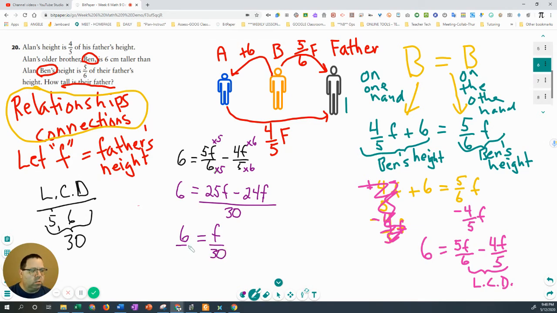And of course, this is 6 over 1. I'm thinking cross-multiplying, because cross-multiplying is going to work out so beautifully. F times 1 is f. 30 times 6 is equal to 180. And so that's the father's height, okay? The father's height must be 180.